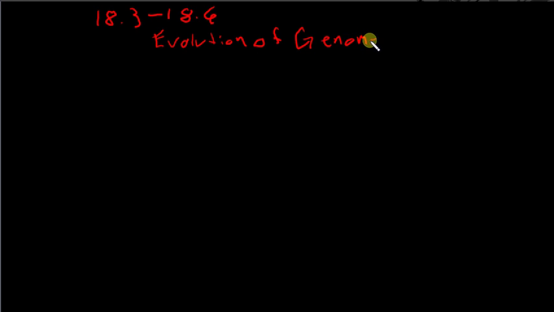In this video, we will talk about sections 18.3 through 18.6, and this is on the evolution of the genome. So how has the genome of life itself, all living things on Earth, evolved over time?